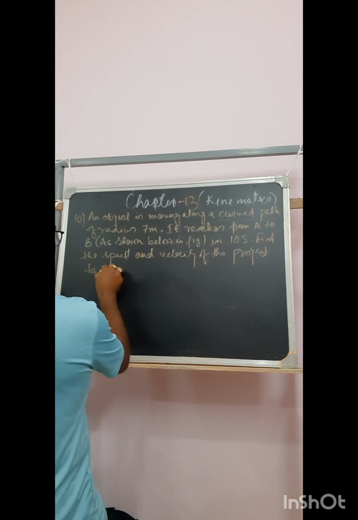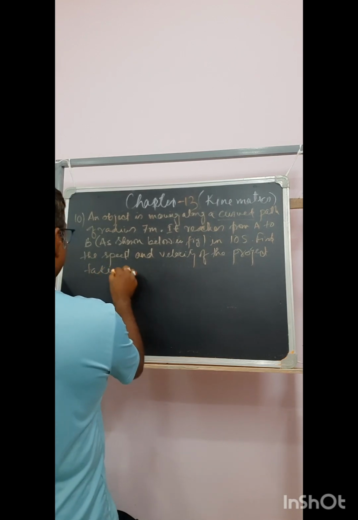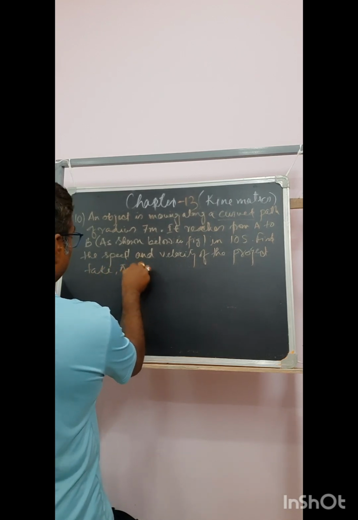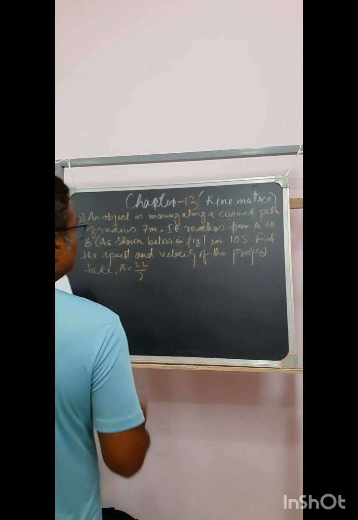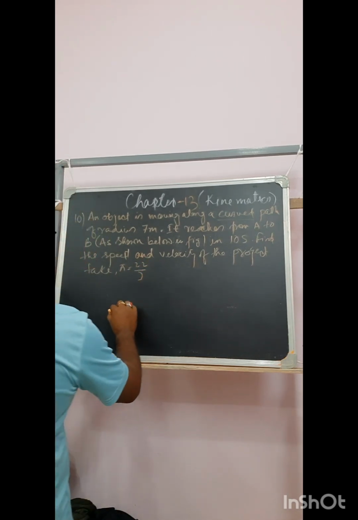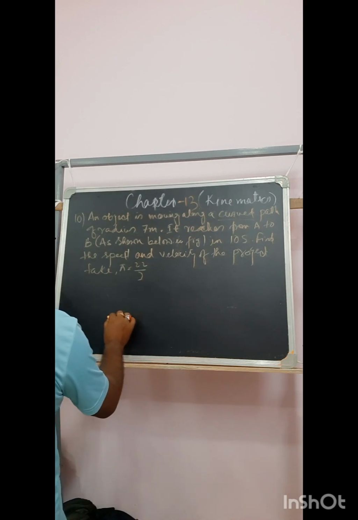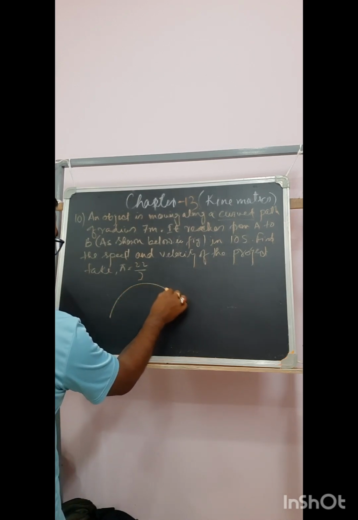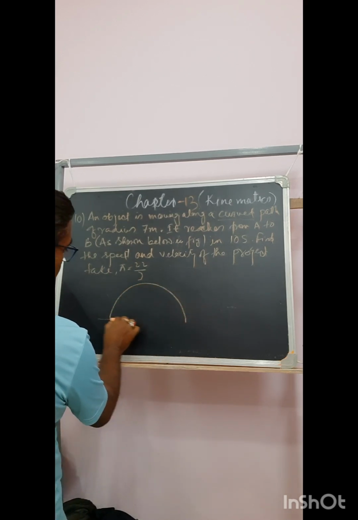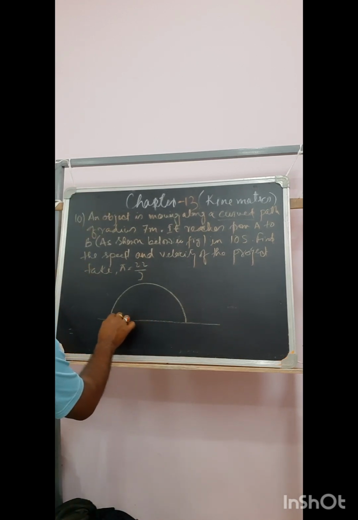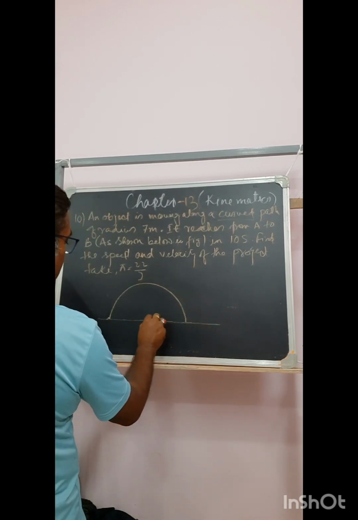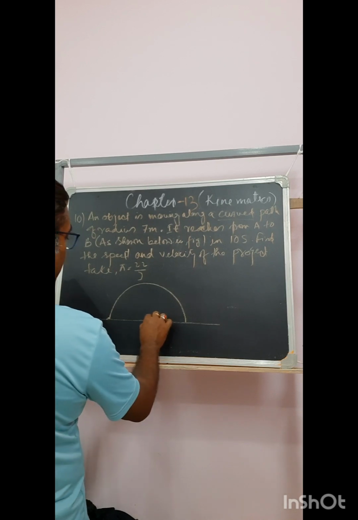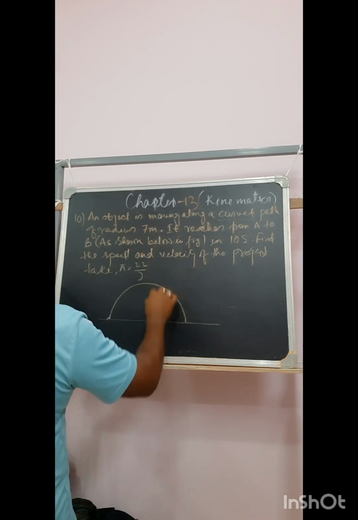Take pi is equal to 22/7. So it is moving, that means it has moved in a curved path. So it is not a full path, it is being thrown from here, it is moving in a curved path. So there must be a center, and the radius is said to be 7 meters.